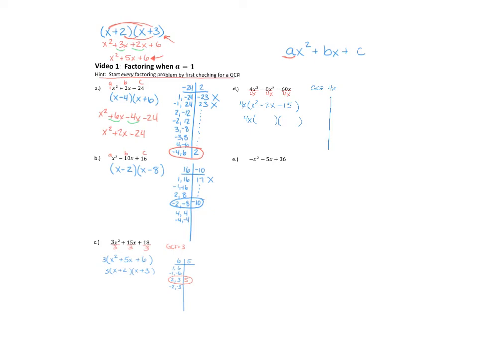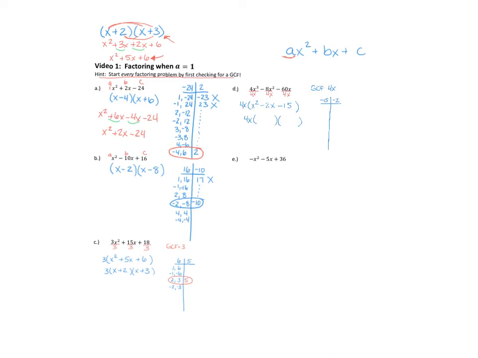And from here, looking inside the parentheses, I have a trinomial where A is 1. So now I identify that C is negative 15, so I'm looking for what multiplies to give me negative 15. And B is a negative 2, so I'm looking for what adds to give me a negative 2.